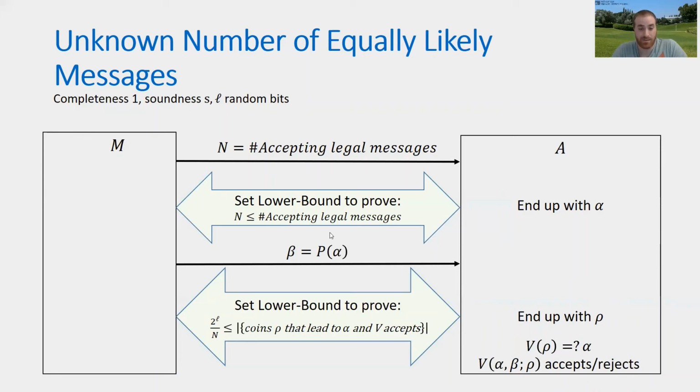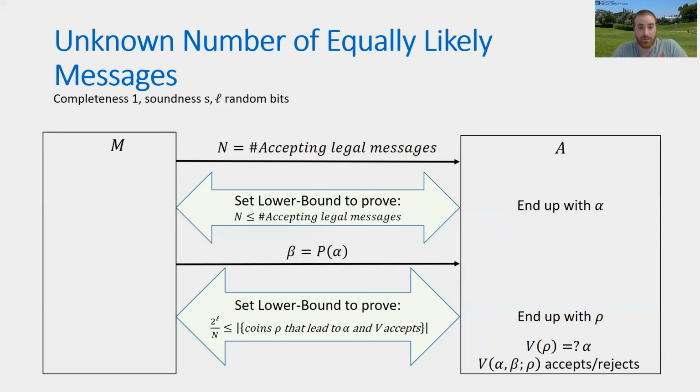As I previously stated, for completeness, we already claimed that these are true. For soundness, we claimed that both of these sets must be quite small. And so due to the fact that either this claim is large or this claim is large, one of these claims will have to be small, will have to be a significant lie, and then we'll catch the prover in one of these set lower bound protocols if it's lying.